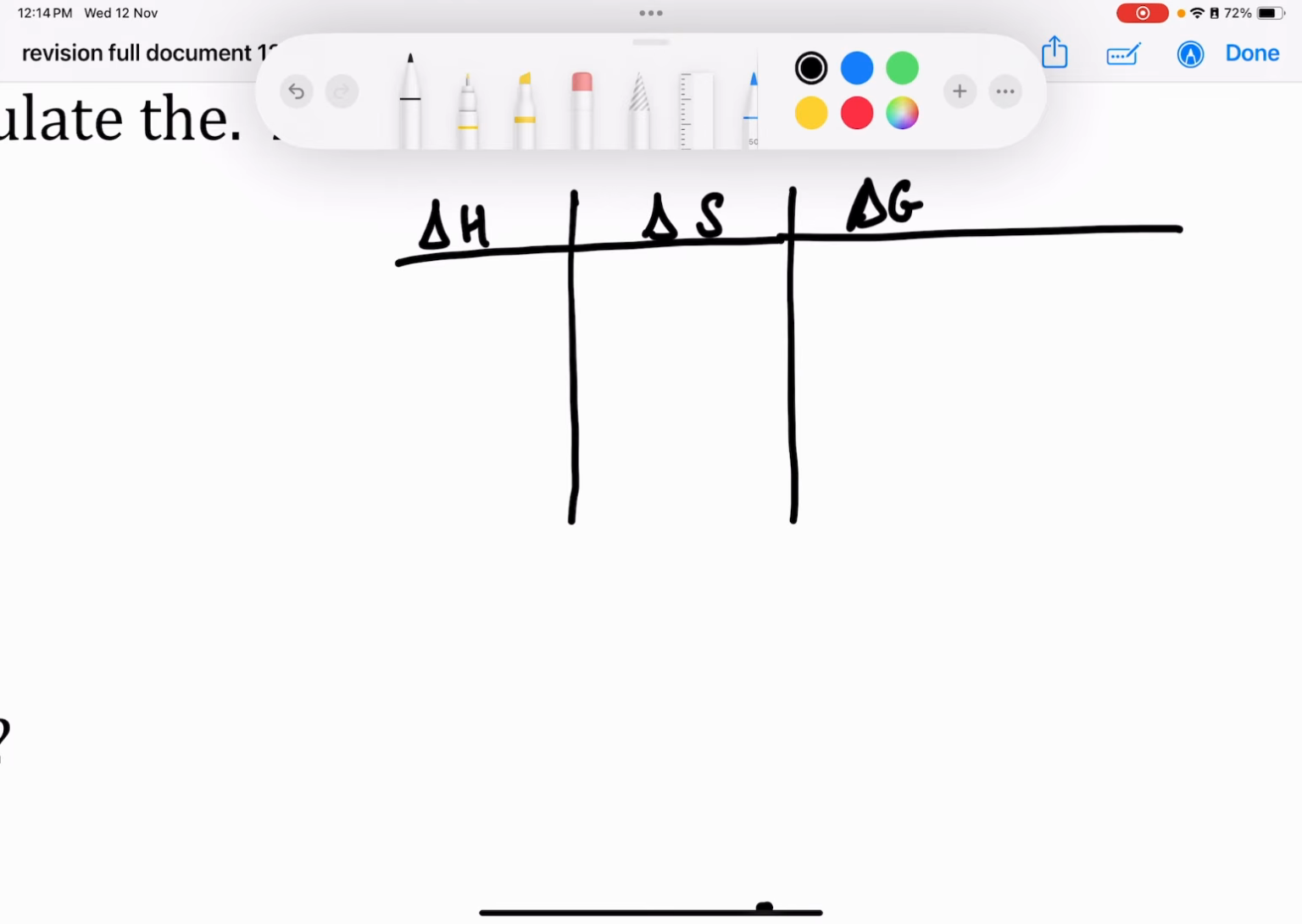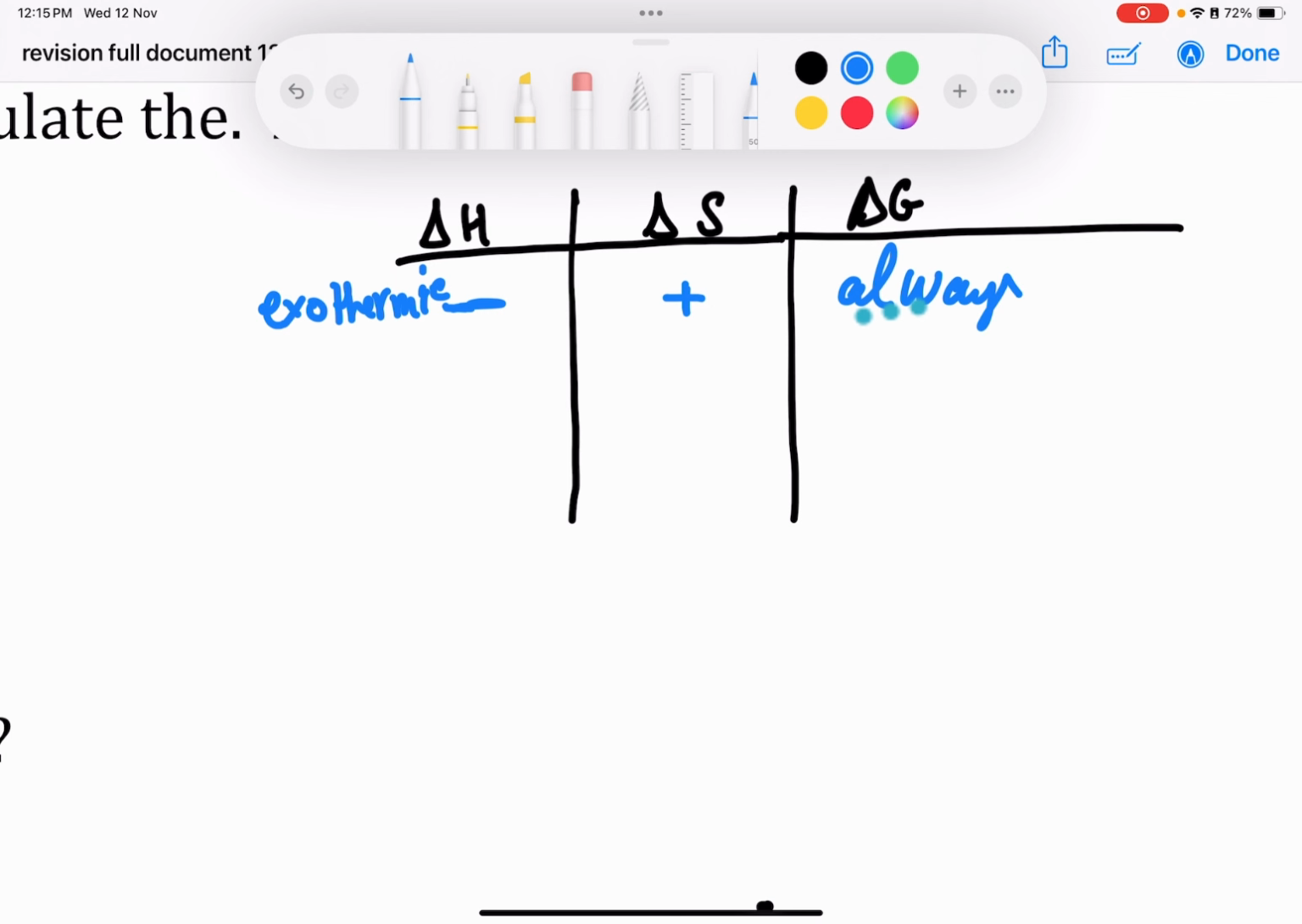There are times that you can recognize whether delta G, the Gibbs free energy, is positive or negative, depending on the sign of delta H and delta S. So, whenever delta H and delta S are opposite to each other, in the case of an exothermic reaction and an increasing entropy, the Gibbs free energy is always spontaneous, no matter what the temperature.